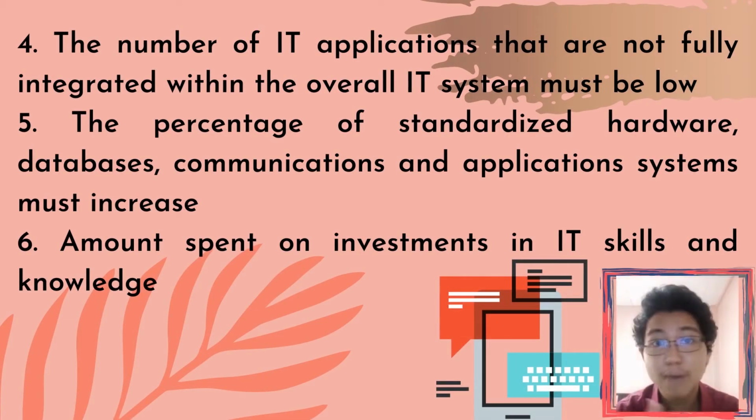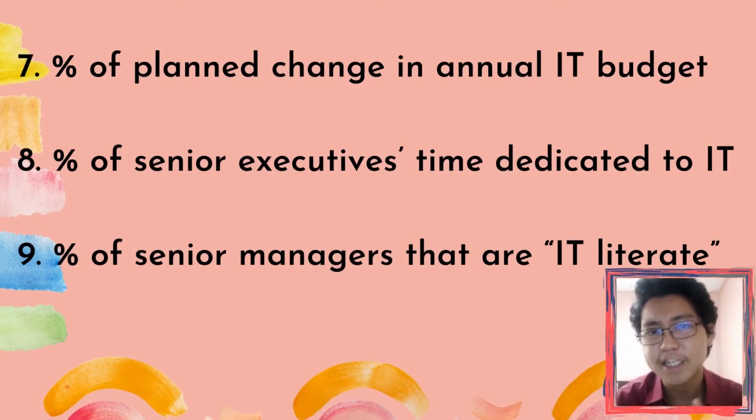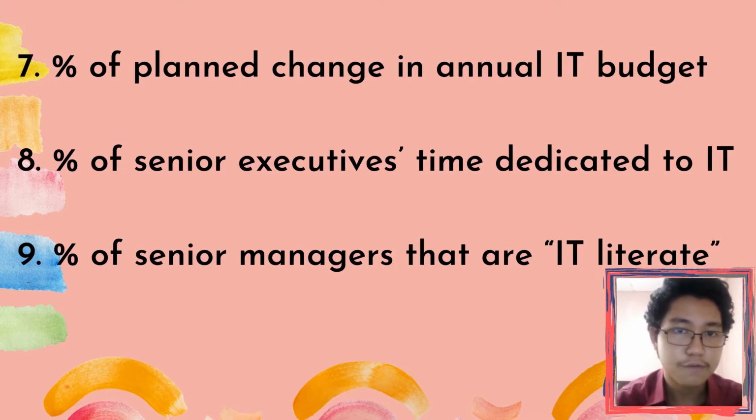Next, we have the amount spent on investments in IT skills and knowledge, the percentage of planned change in the annual IT budget, the percentage of senior executives' time dedicated to IT, and the percentage of senior managers that are IT literate. So all of these parameters are centered on determining the skills of the organizational staff and personnel involved when it comes to technology to ensure the success of a technology plan or initiative.